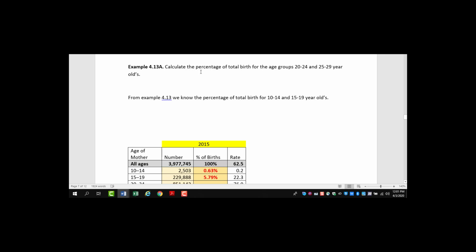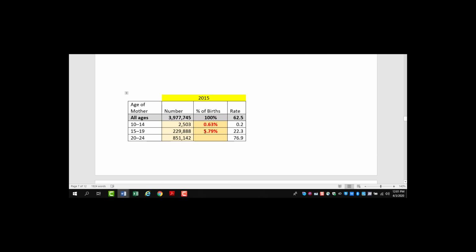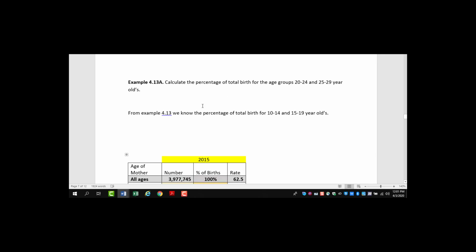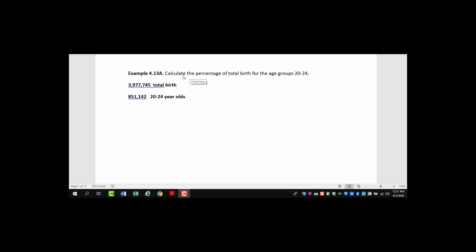So now we're actually going to calculate a couple of these. We have a couple already in here, and we'll calculate a couple more. Here we're going to calculate the percentage of total births for the age group 20 to 24. You might want to hit pause anytime here and see if you can do that. Here's the total births. Here's 20 to 24-year-olds.